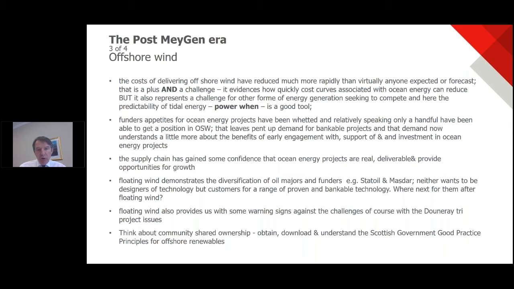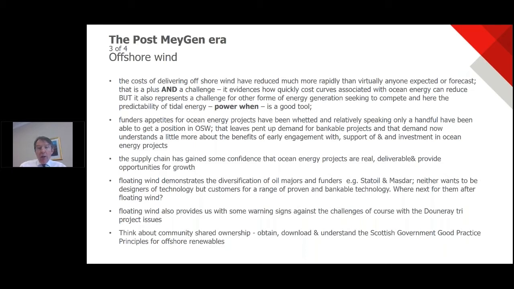The other positive out of offshore wind for our sector is that appetites for funders, appetites for financiers, for ocean energy projects have been whetted a bit. Relatively speaking, only a small number of investors have been able to get a good position in offshore wind. So there is pent-up demand, but that pent-up demand to deploy finance into ocean energy projects is obviously for bankable projects and bankable technologies. That demand now understands a little more about the benefits of engaging early with the sector, and the doors may be slightly more ajar, but you still have to get everything right before you'll have success.